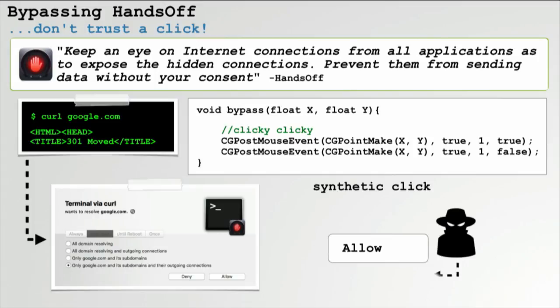Another popular Mac firewall is named HandsOff, and it turns out that we can pretty easily bypass this via a synthetic click. For example, if we execute curl, which is something that Mac malware often does, for example, to download additional components, as expected, the firewall will detect this unauthorized activity and display an alert. What the attacker or malware can then do is send a programmatic synthetic click to that allow button, which will click the allow button, basically hiding the alert and allowing the connection.